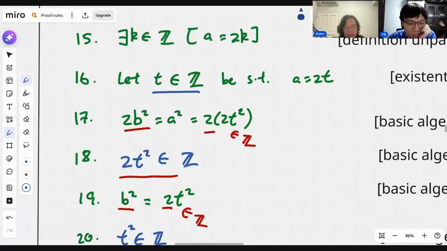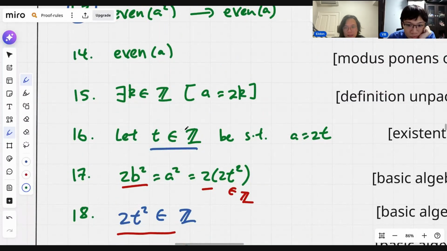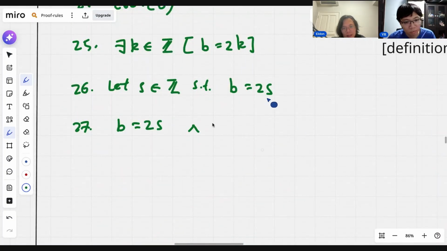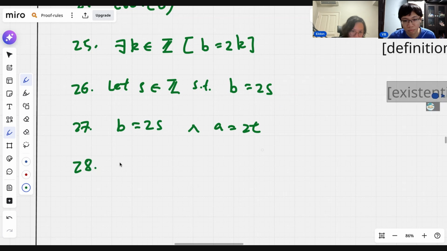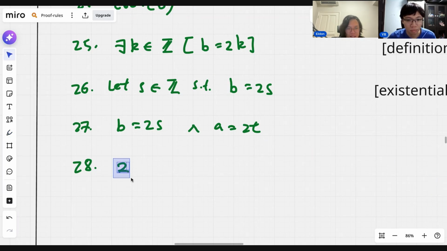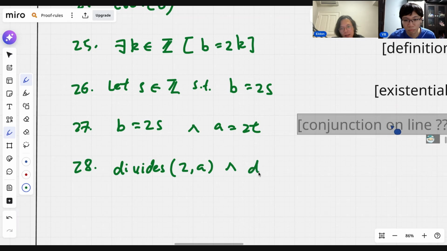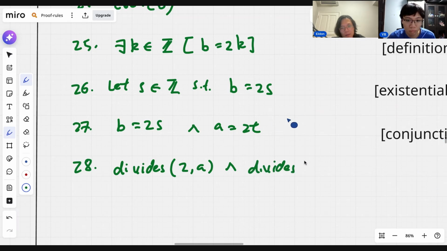We also know that a is equals to 2t, right? That's what we wrote just now. So I'm going to say a is equals to 2t. I don't actually think I need to write this, but I guess I'll do it. Okay. So now by basic algebra, I know that 2 divides a and 2 divides b.